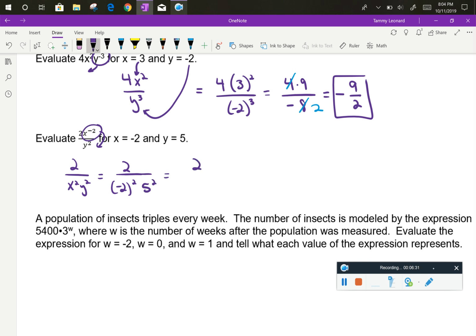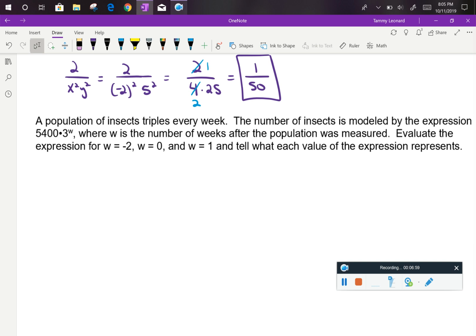We have 2 in the numerator divided by, we know -2 squared means -2 times -2, which is equal to 4. And that 5 squared equals 25. Again, we can make life a little simpler if we realize that 2 goes into both 2 and 4, leaving a 1 in the numerator and a 2 in the denominator. So this leaves 1 over 2 times 25, or 50.